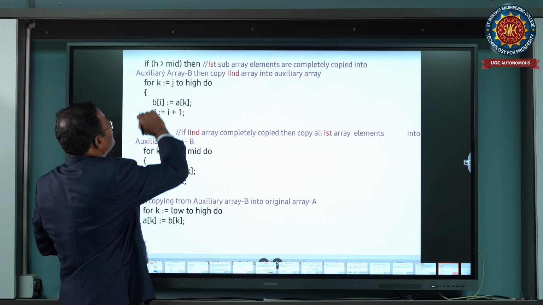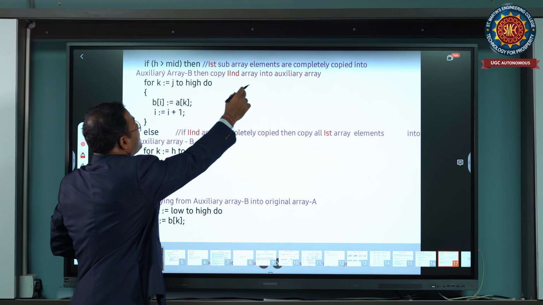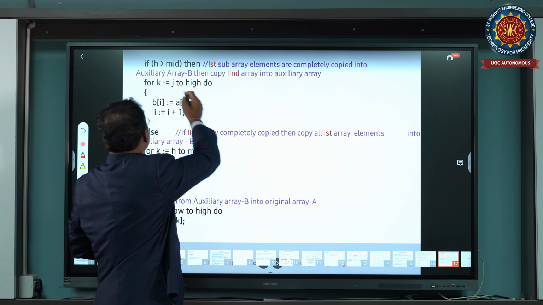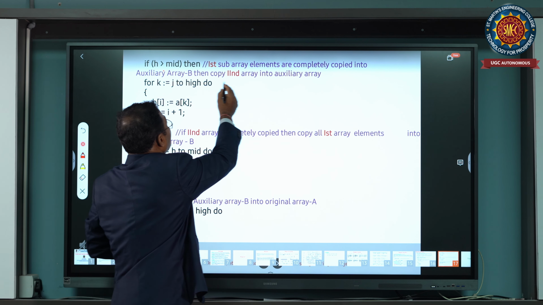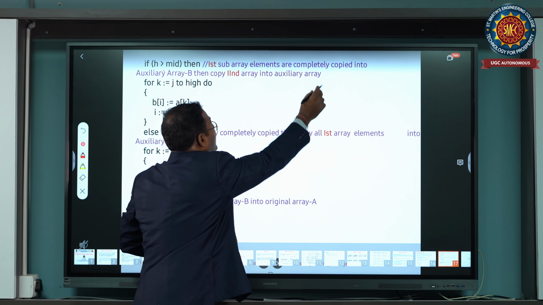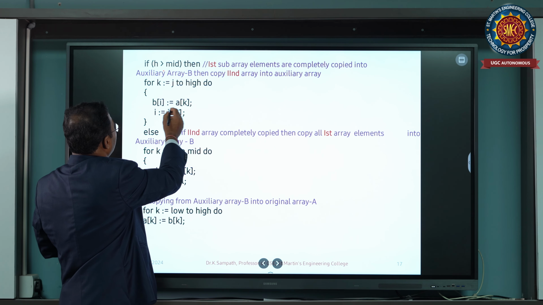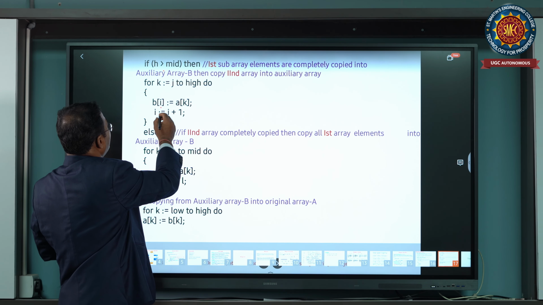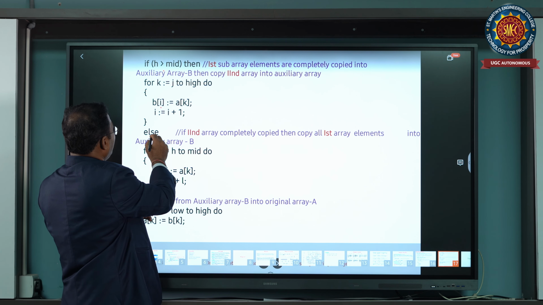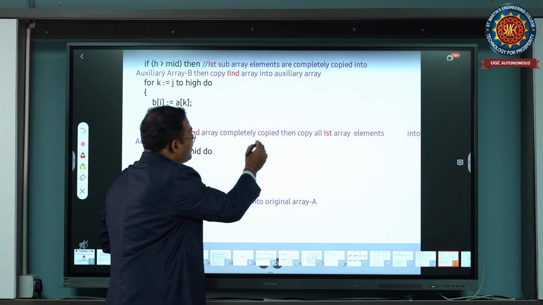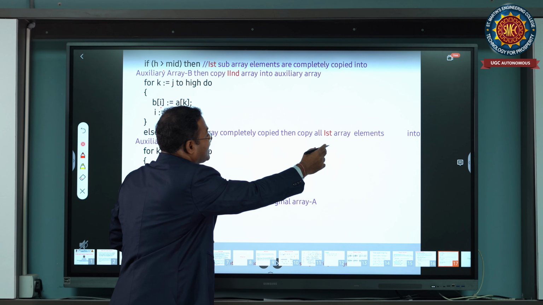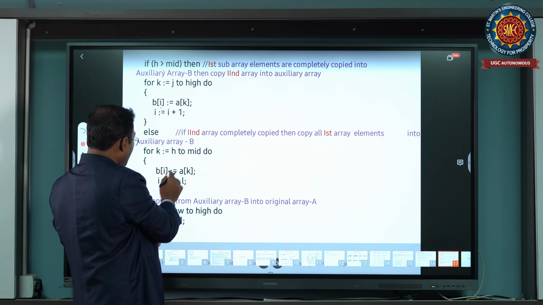If H is greater than mid, then the first subarray elements are completely copied into the auxiliary array. Then copy the second array into the auxiliary array. This means for k is equal to J to high, do copy B of I equals A of k, and increase I is equal to I plus 1. Else, the second array is completely copied, which means we have to copy the first array elements into the auxiliary array.